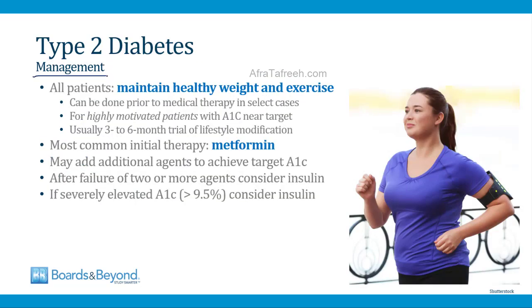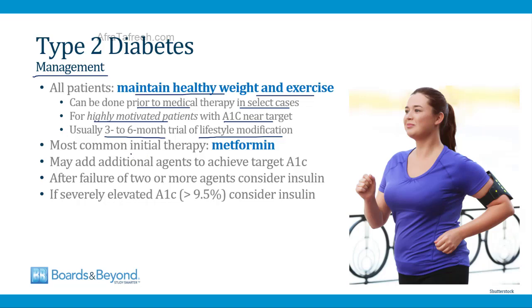Let's talk about the management of type 2 diabetes. So for all patients at the time of diagnosis, they should be advised to maintain a healthy weight and to exercise. If patients can maintain a healthy weight and get regular exercise, this improves insulin resistance, and this can bring the blood sugar down without the need for medications. Some patients can even try weight loss and exercise prior to medical therapy in select cases. If you have a highly motivated patient who's motivated to exercise and lose weight, and the A1C is elevated but it's close to target, in those situations, patients can try a 3 to 6 month trial of lifestyle modification, and if they're successful, they can be able to control their blood sugar without having to take medication.